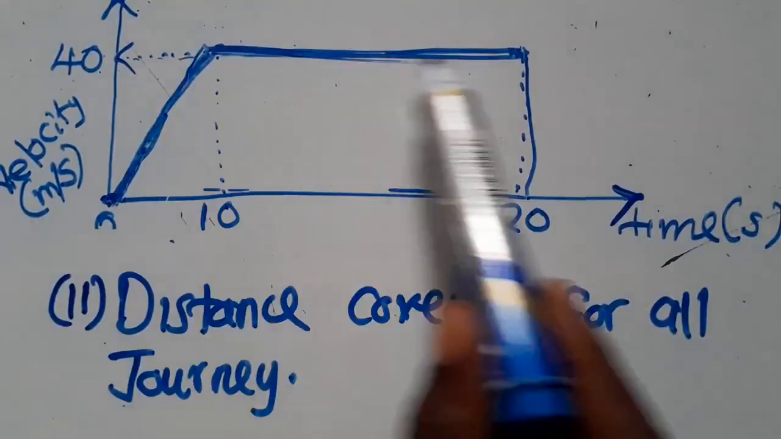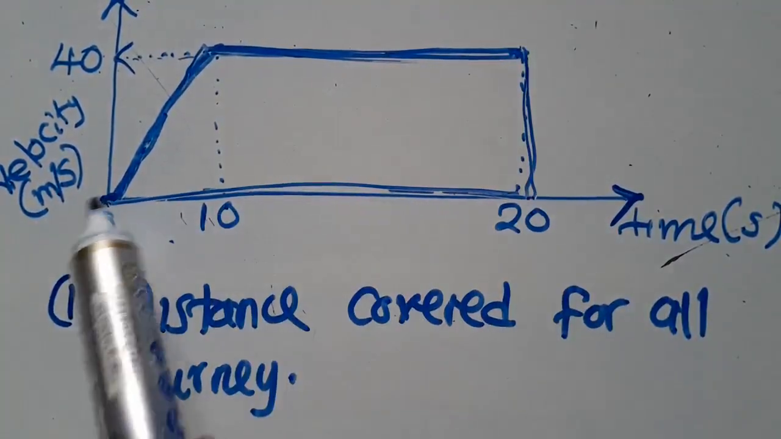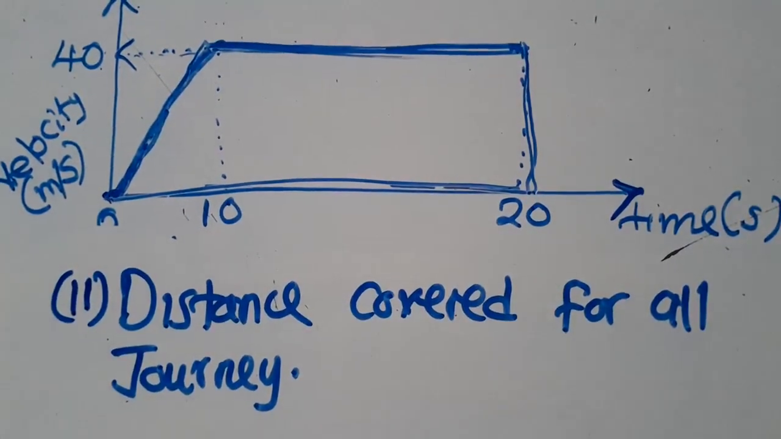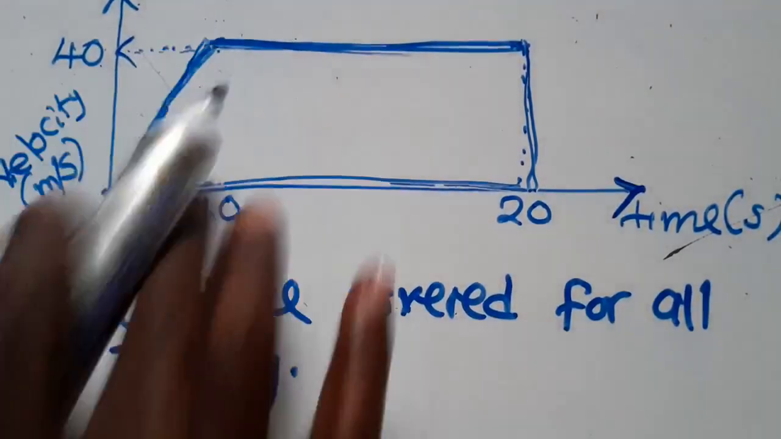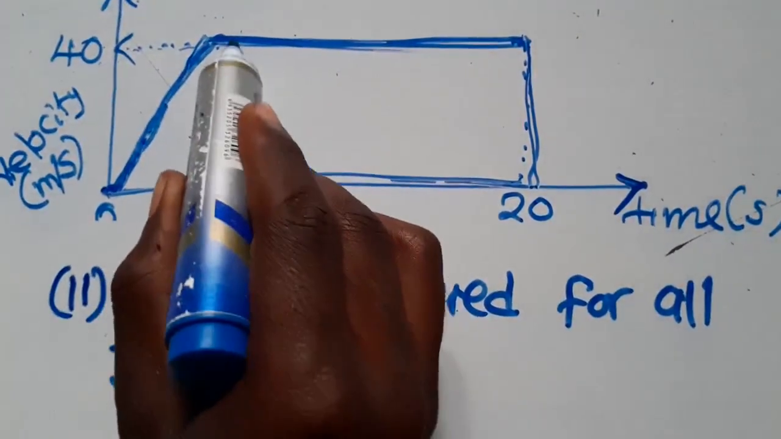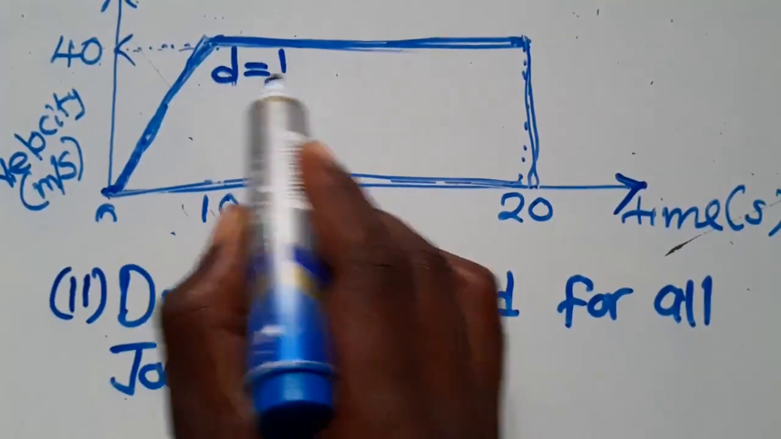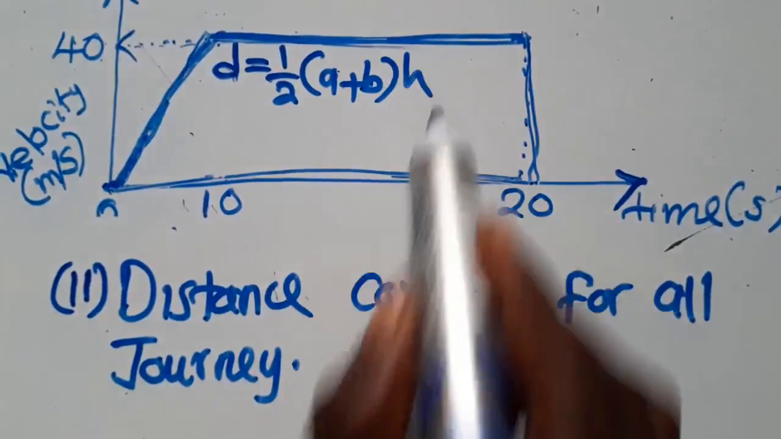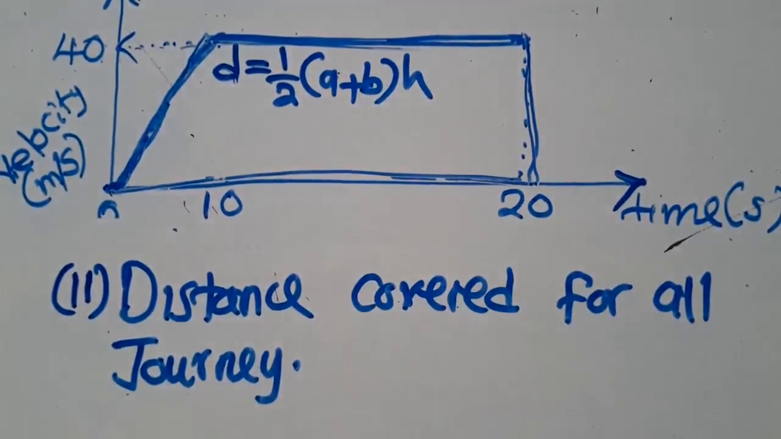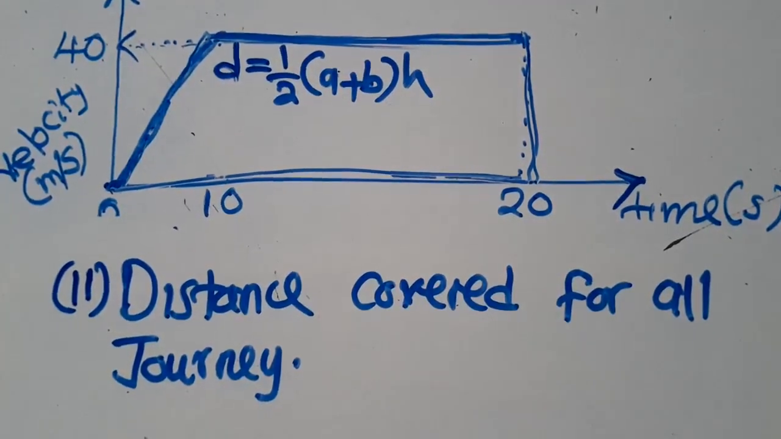What do we call this shape? This is a trapezium. So what's the formula for a trapezium? You say distance is equal to half (A plus B) times H. This is the formula for a trapezium.